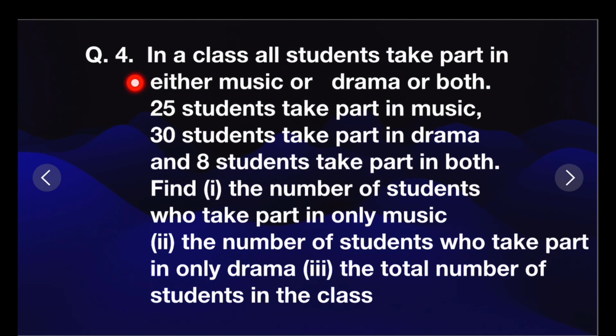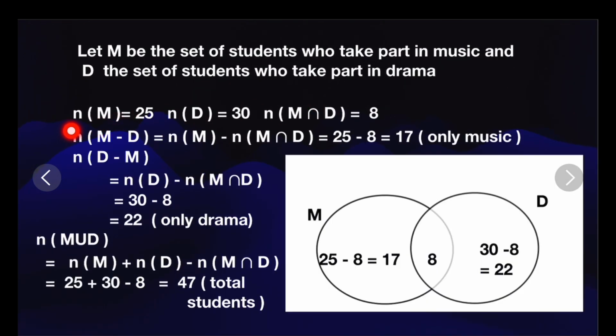Question 4. In a class, all students take part in either music or drama. So for this kind of problem, you name the sets as capital M and capital D. So here n(M) is equal to 25 students. n(D) is equal to 30 students. And those who take part in both: n(M intersection D) is equal to 8. And then you have to find out all these values. So first write down n(M), n(D) and n(M intersection D).